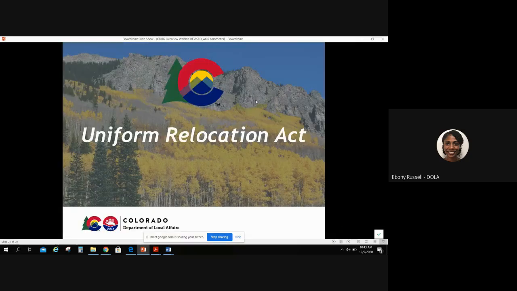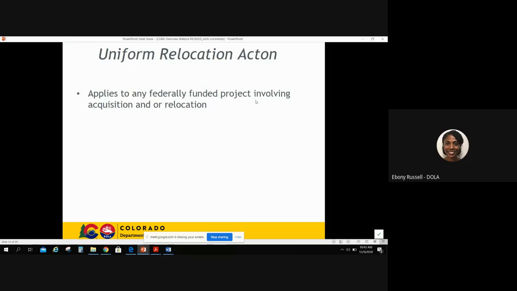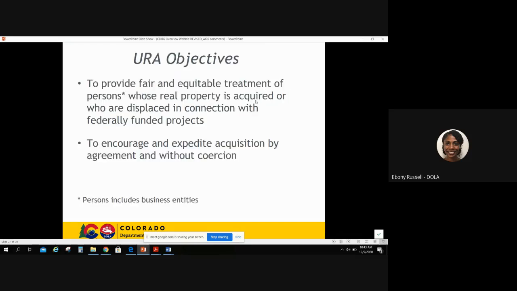So this is the final federal requirement that we'll be going over today, and it's the Uniform Relocation Act. The Uniform Relocation Act applies to any federally funded project involving acquisition or relocation. Its objective is to provide fair and equitable treatment for persons whose real property is required or people who are displaced in connection with federally funded projects. And it also encourages expedited acquisition by agreement without coercion.